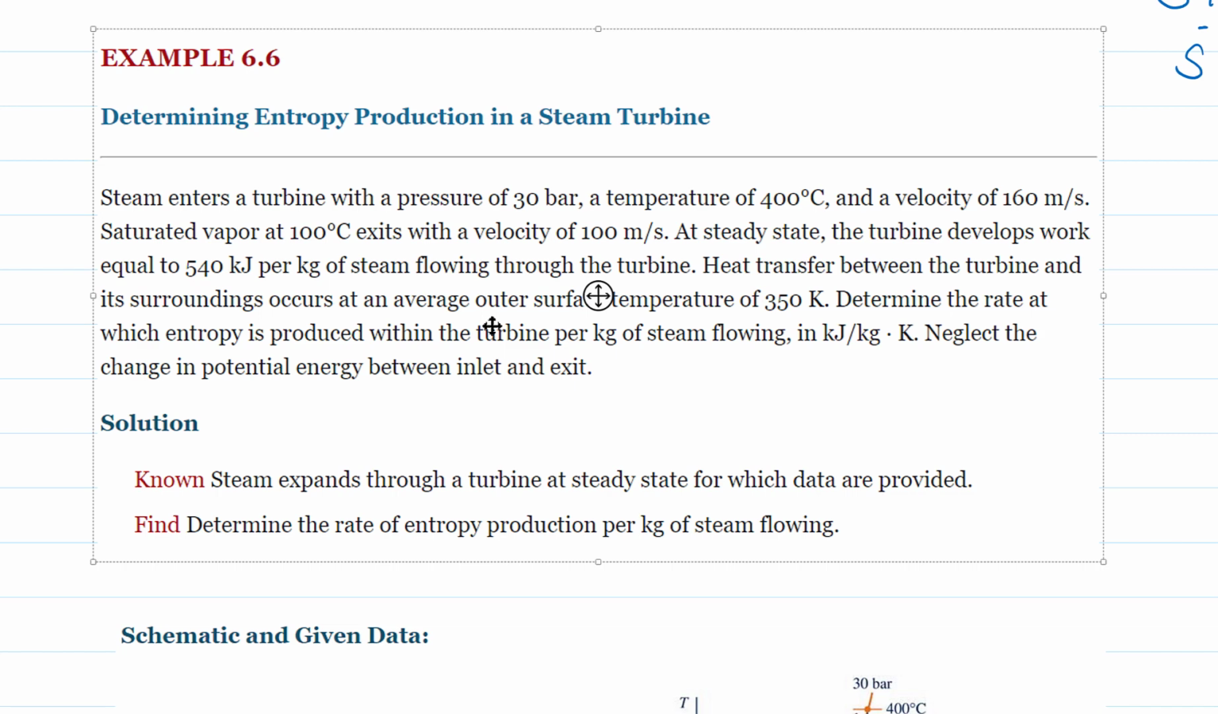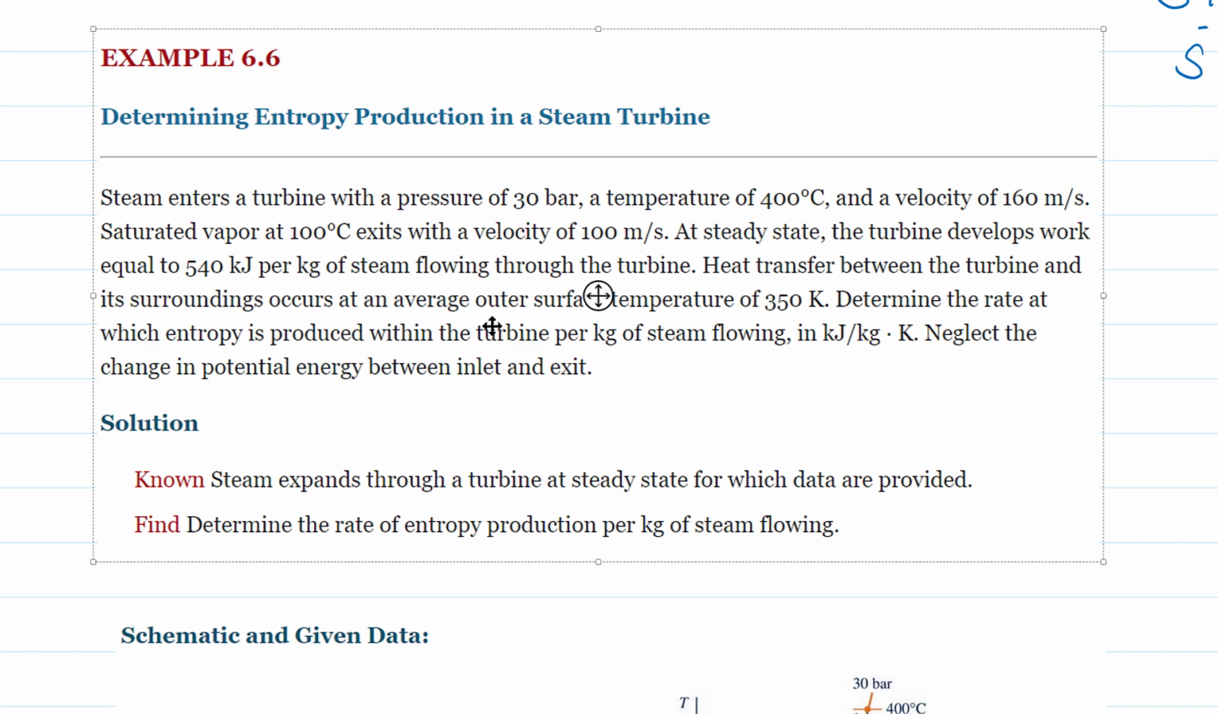So at the inlet we have steam or superheated vapor. At the exit we have saturated vapor. The quality is 1, and the temperature is given, 100 degrees Celsius. We can also fix the state at the exit. Velocity of 100 meter per second.